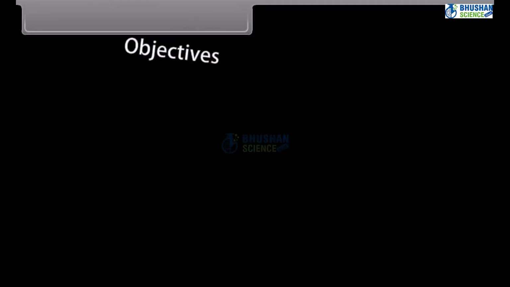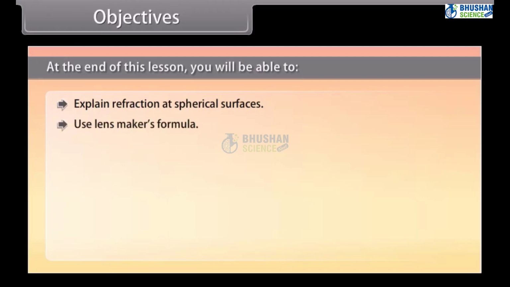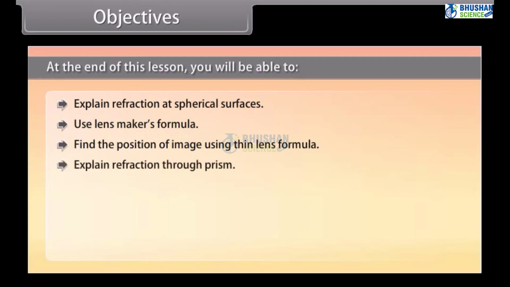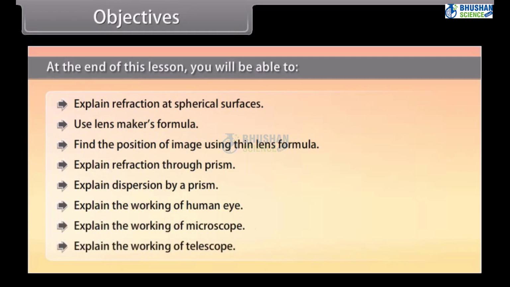Objectives. At the end of this lesson, you will be able to explain refraction at spherical surfaces, use Lensmaker's formula, find the position of image using thin lens formula, explain refraction through prism, explain dispersion by a prism, explain the working of human eye, explain the working of microscope, explain the working of telescope.